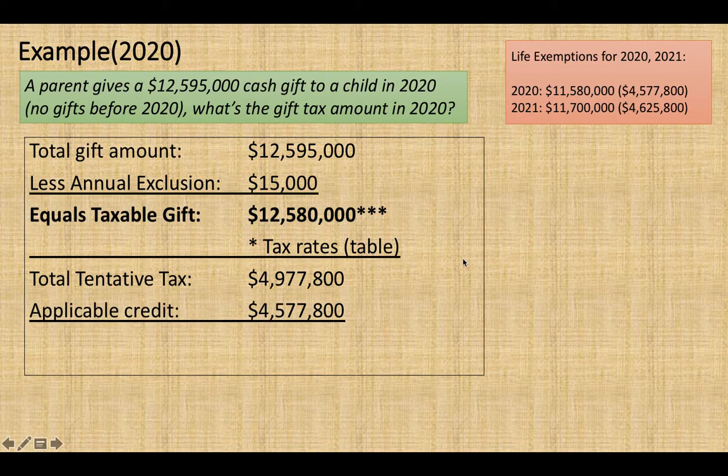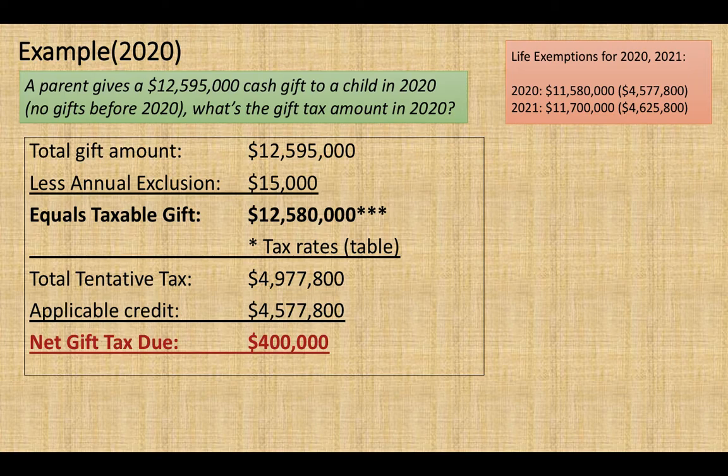Because we never used the exemption amount in the prior years, we have a full exemption amount. So you use all this credit, and then eventually you get your tax amount. This is the real amount of tax you're going to pay in 2020. So in 2020 you have to pay $400,000 in tax.